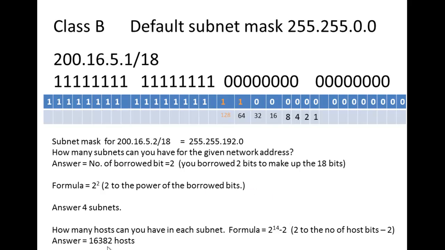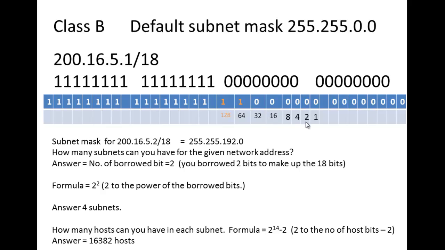And that gives us 16,382 hosts. Then what about the subnet mask? Remember what I said. You look for the section of the network that has the combination of the ones and zeros, and you convert that section to decimal. So this is the first octet, this is the second octet, this is the third. So it's the third one we're going to be converting.